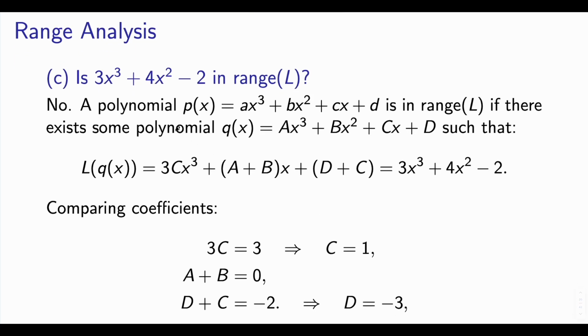Now we can see the analysis for the range part. Does this vector belong to the range of L? The answer is no, and there is an explanation here. A polynomial p(x) will be in this range if there exists some polynomial in V, with L going from V to W. So all those L(v) such that v belongs to V will be the range set, range L, right?